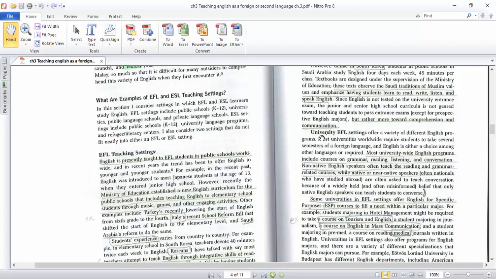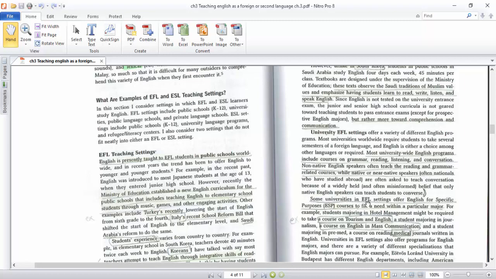Here we have another example, in university EFL settings. In university, most university-wide English programs include courses on grammar, reading, listening, and conversation. Non-native English speakers often teach reading and grammar, while native or near-native speakers, often nationals who have studied abroad, are often asked to teach conversation because of the widely held belief that only native English speakers can teach students to converse.